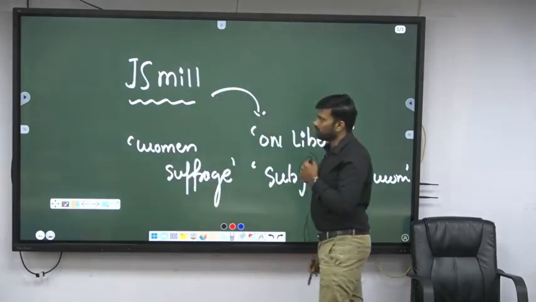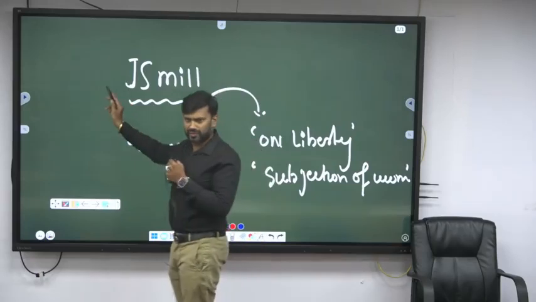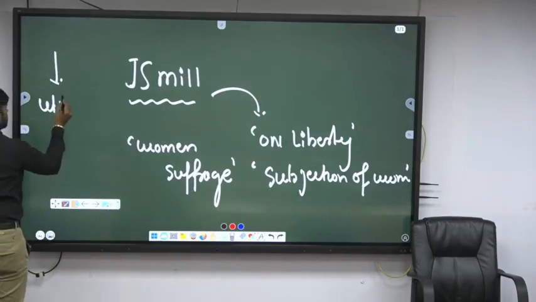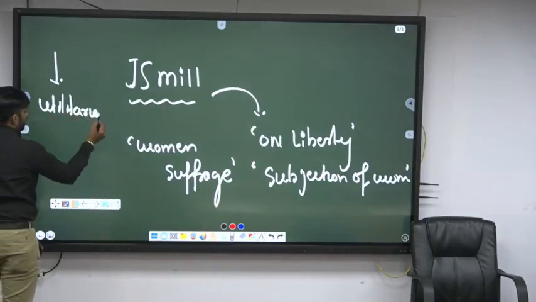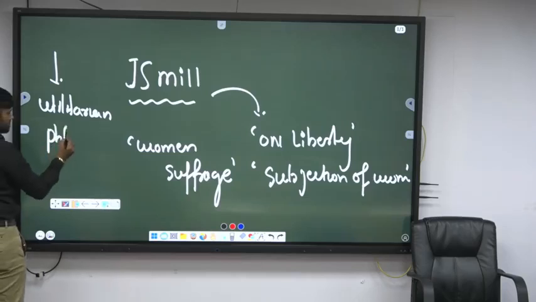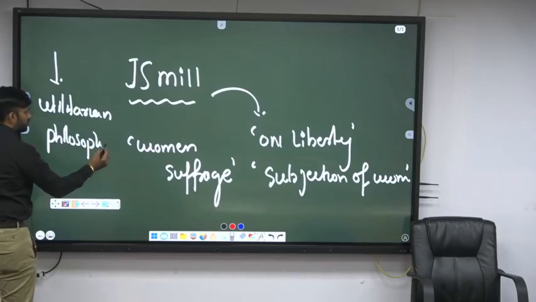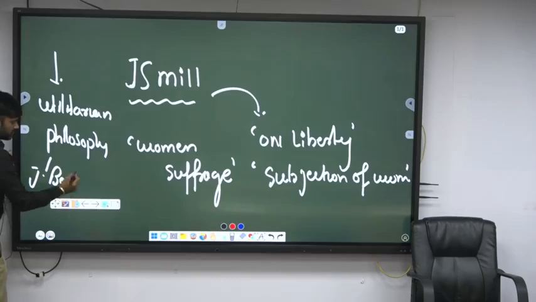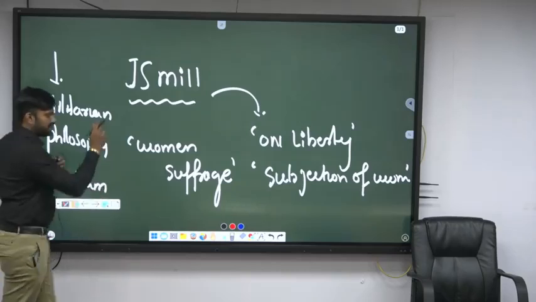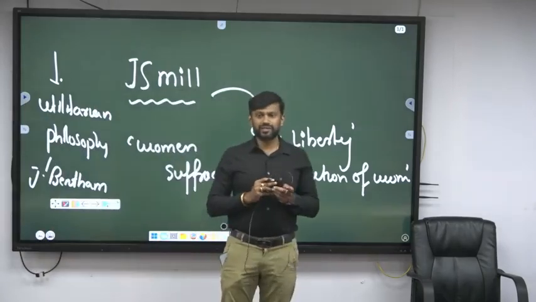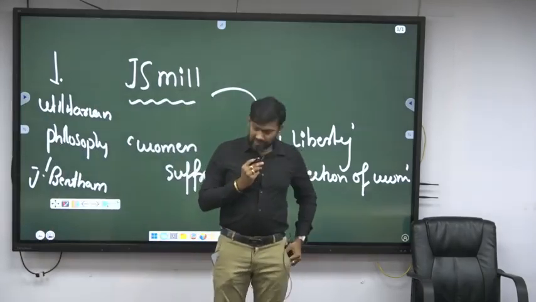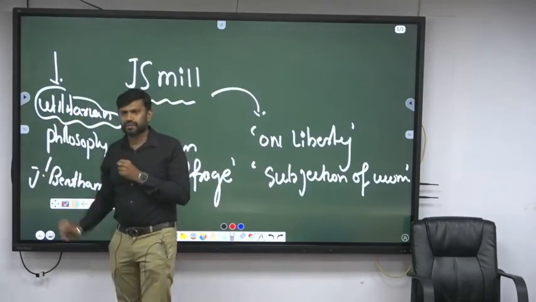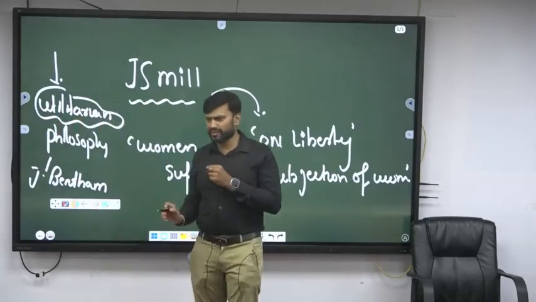To understand J.S. Mill, we also had to understand the utilitarian philosophy promoted by Jeremy Bentham. What was the relation between Bentham and J.S. Mill? Bentham was his teacher. So in simple terms, what did you understand by utilitarianism? Maximum good for maximum number.